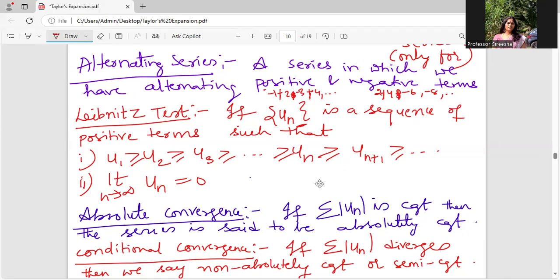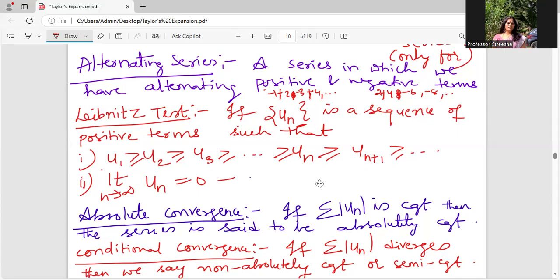Now, what it says is, if I have a series of positive terms where the positive terms are in decreasing order, that means the first term is greater than the second, the second is greater than the third, the third is greater than the fourth, the nth term is greater than or equal to the (n+1)th term. That means it's a decreasing sequence. Then, as n tends to infinity, u_n would be 0. That's the condition for the Leibniz test. Then you will say that the series is converging. That's what the Leibniz test says.